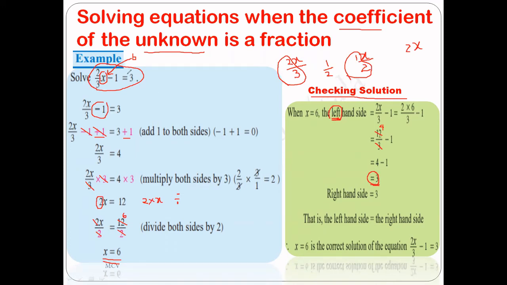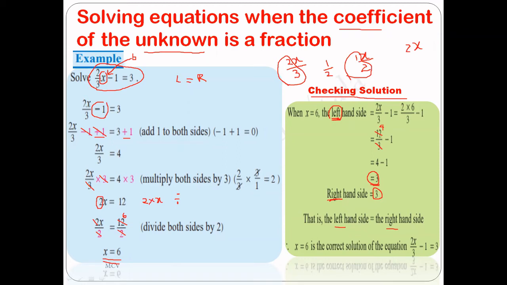In an equation, both left and right sides are there. So what is in the right hand side? Right hand side is 3. Left hand side also equals 3. Therefore, left hand side equals right hand side.